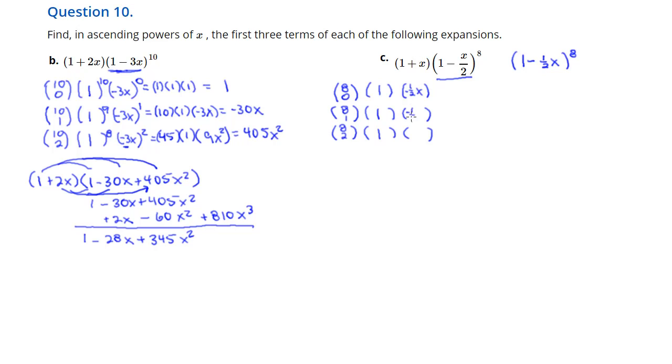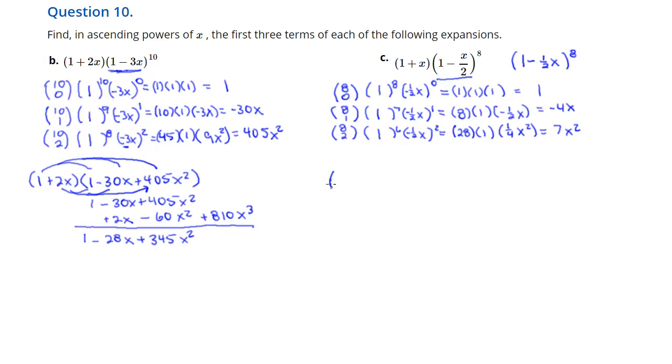The first term is going to be 1, and the next term is negative 1/2 x. And so now all I've got to do is put the powers in like we did in part B, and then do the multiplications. And you'll notice when one of the terms is 1, that makes the multiplications pretty easy. And we get down here at the end, and we find the first three terms of this are 1 minus 4x plus 7x squared.